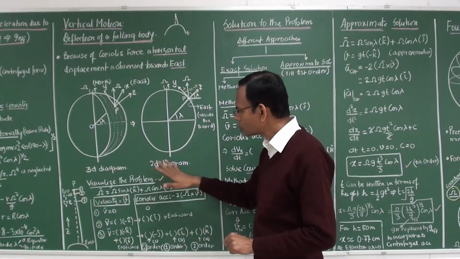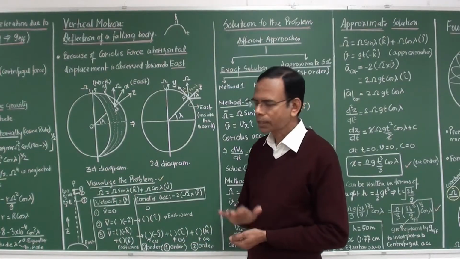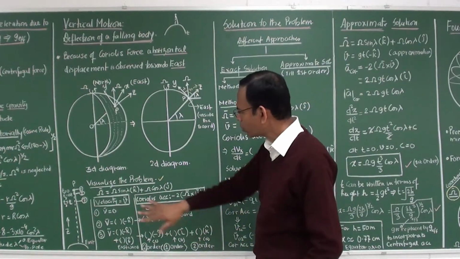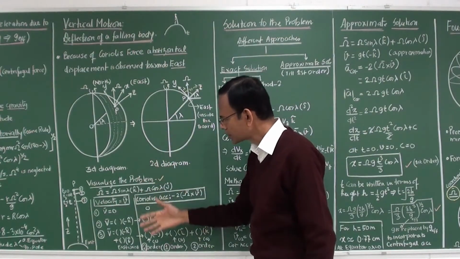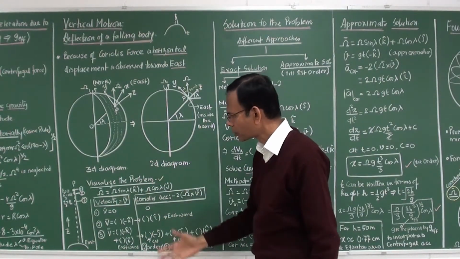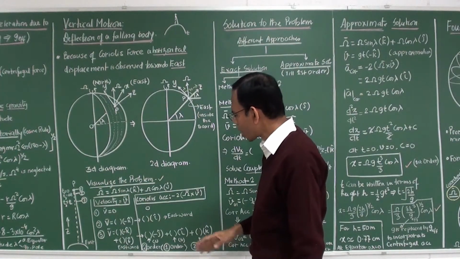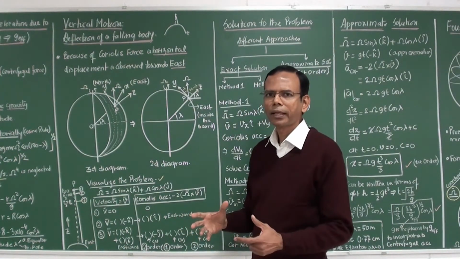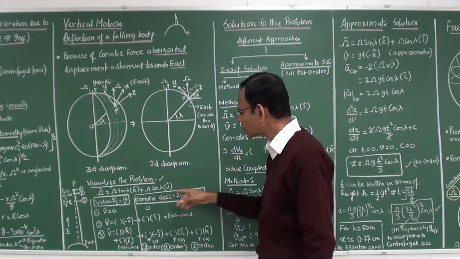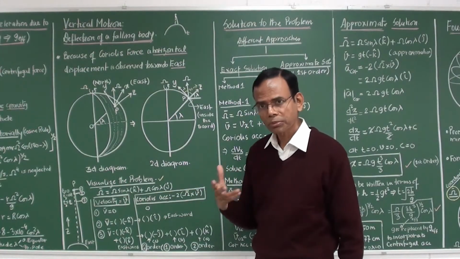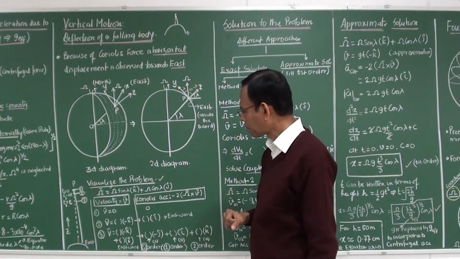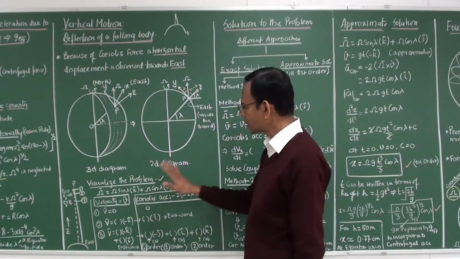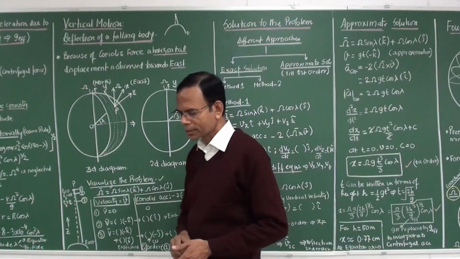Now, how to deal with this kind of problems? That is what we will see. I hope this table is clear to you, how the things are changing as the body is falling down, how different components of velocity are created because of this Coriolis acceleration, because of this Coriolis force. Good. If this is clear to you, then we will go to the next step.